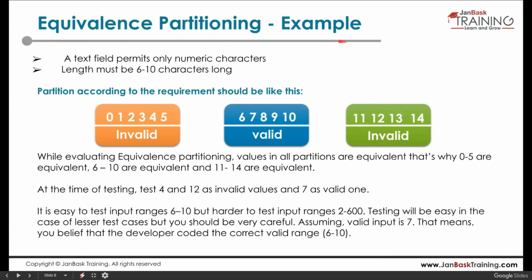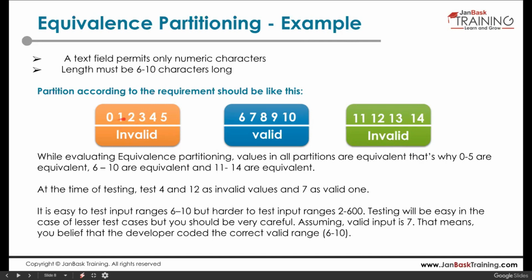So now there is an example given. A text field permits only numeric characters. Length must be 6 characters long. I have already told you this, this example is already taken. Let's see it once again. Partition according to the requirement should be like 0, 1, 2, 3, 4, 5 invalid, because it says the number must be between 6 and 10.